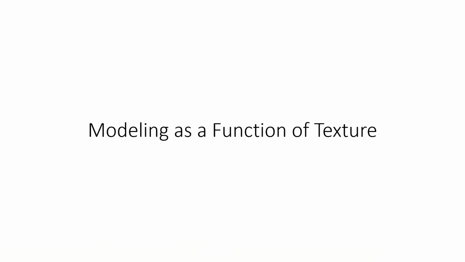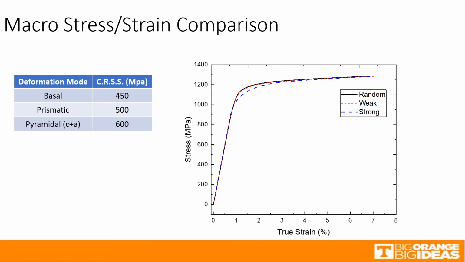I'll now move on to showing how the model response changes as a function of starting grain texture. This macro curve shows the modeled response of three different grain sets: the experimental set, the weaker literature set, and a grain set with random orientation. All three grain sets were modeled using the same parameters, and the critical resolved shear stress of the deformation modes are shown on the left here.